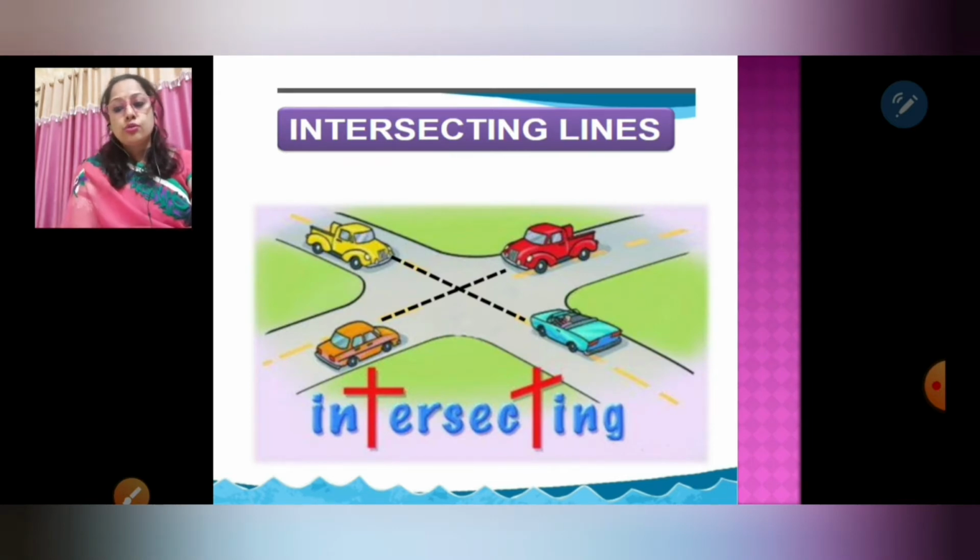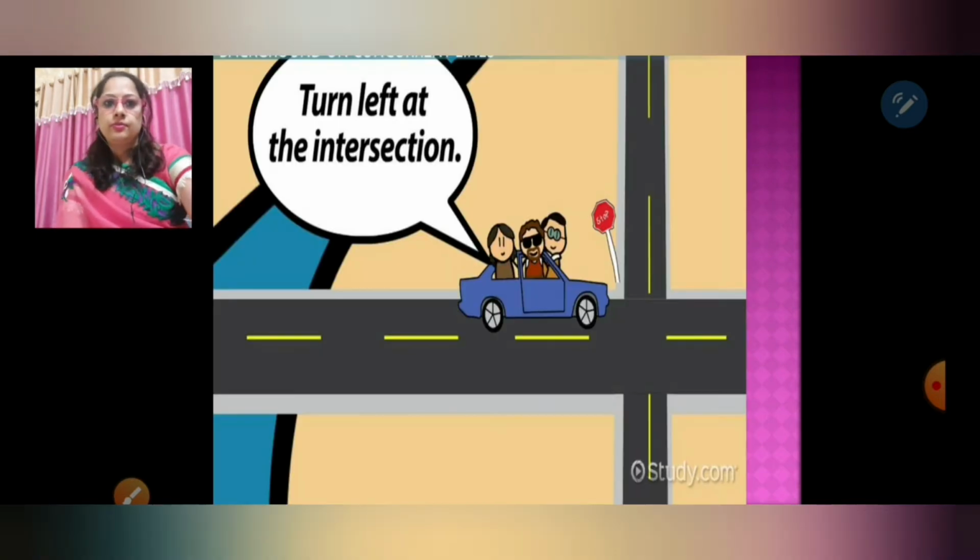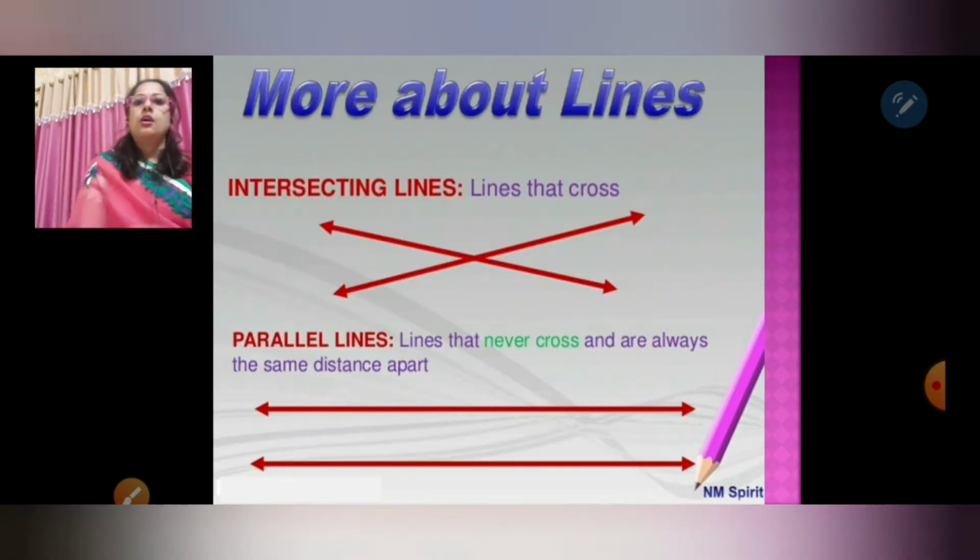Similarly, crossroads are an example of intersecting lines. Intersecting lines, children, are the lines that cross each other, whereas parallel lines are exactly the opposite of intersecting lines. Parallel lines never cross and are always at the same distance apart.